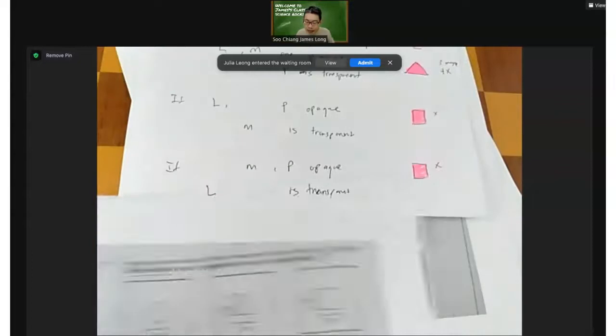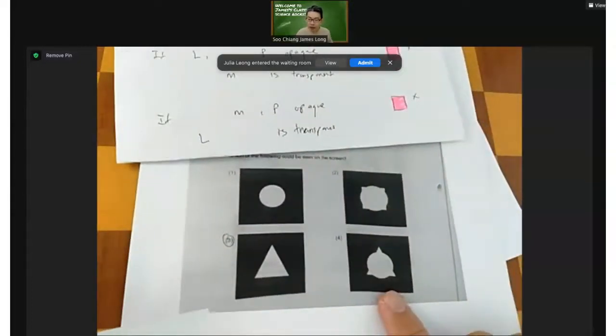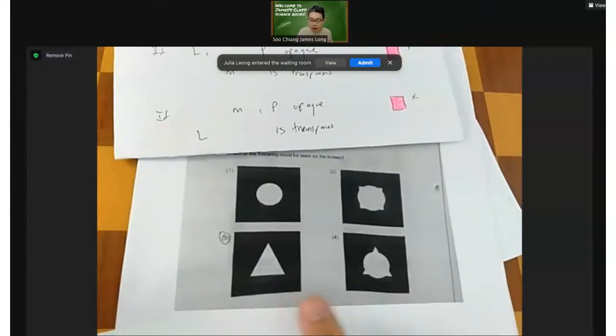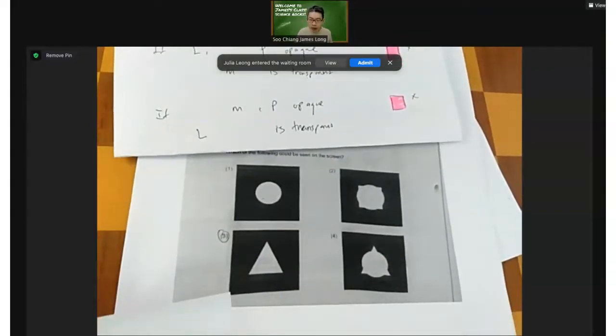Now, can it be this, number 4? Because I also see like triangular and circle. So, could it be 4 or 3? Now, we're going to rule out 4 and say 4 is wrong. How do we rule out 4?